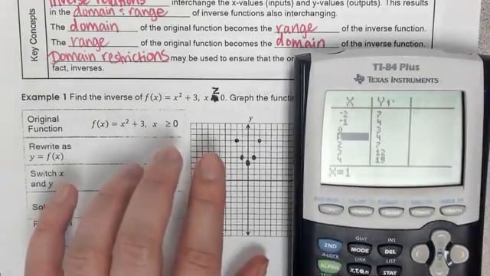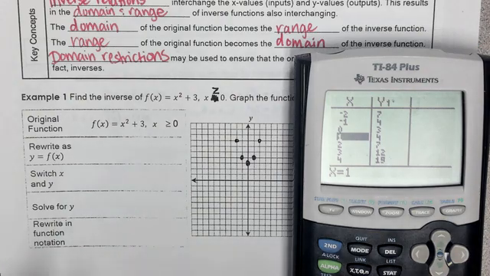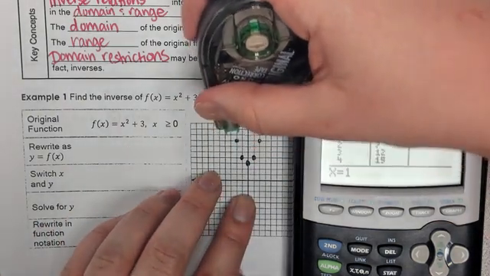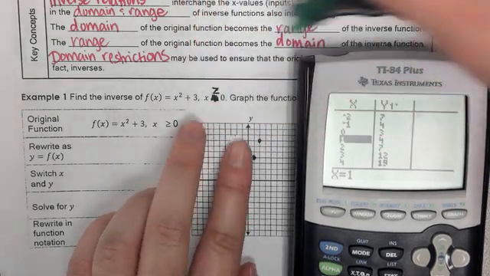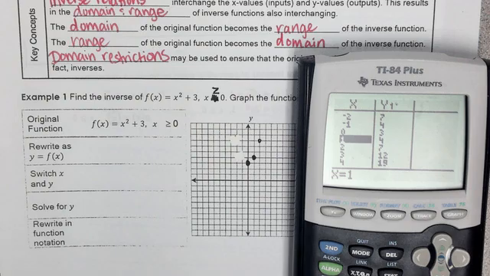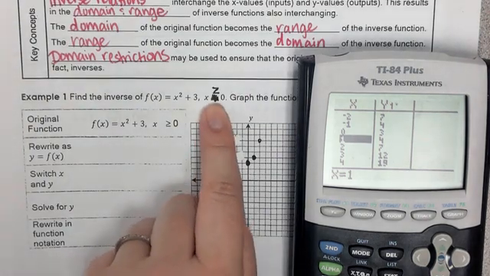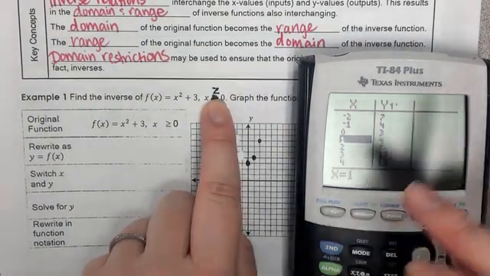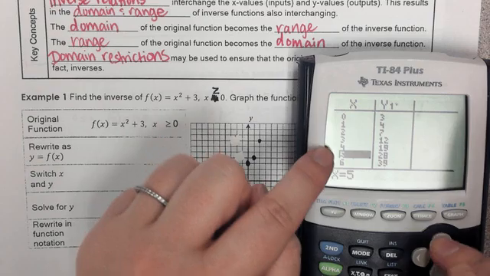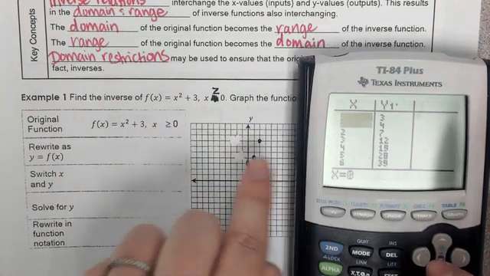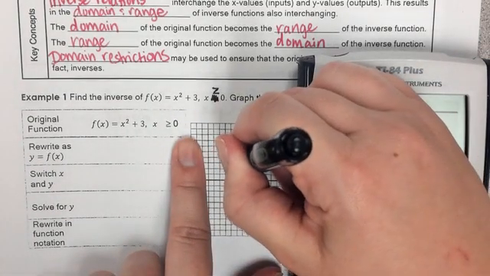Wait, don't copy me. I don't know what I'm doing. Hold up. What part of this am I supposed to graph? I'm only supposed to graph the part where x is greater than or equal to 0. So all of these I don't graph. I just graph when x is greater than or equal to 0. So I'm just graphing this part.